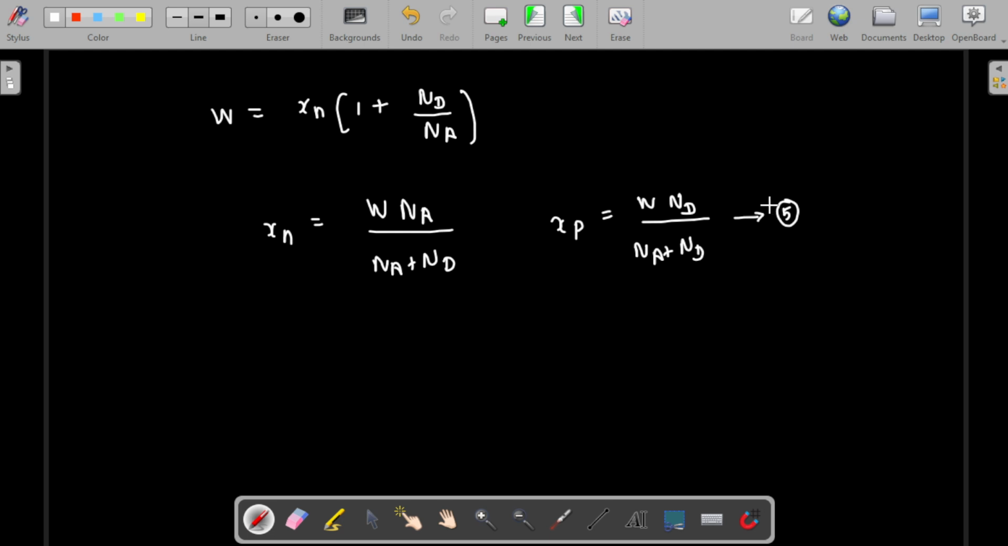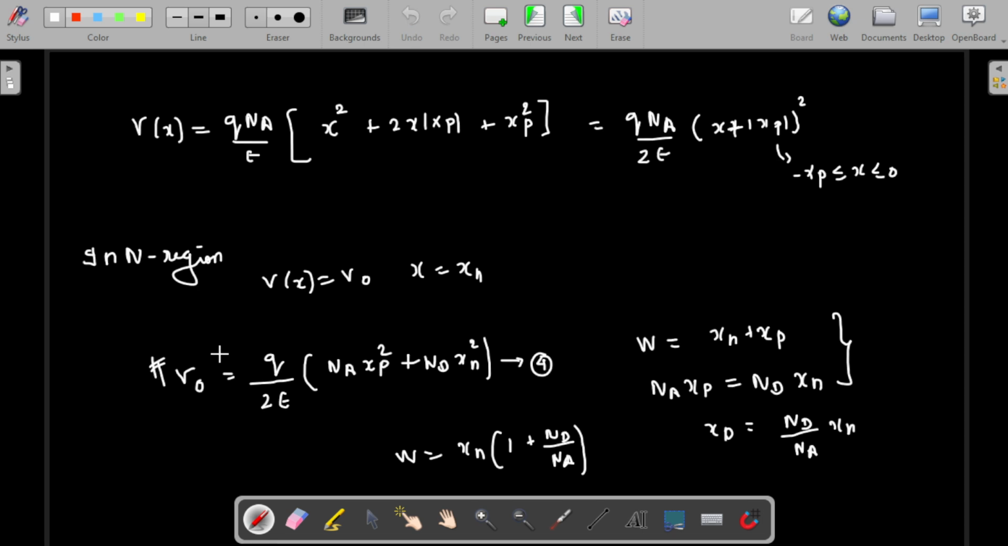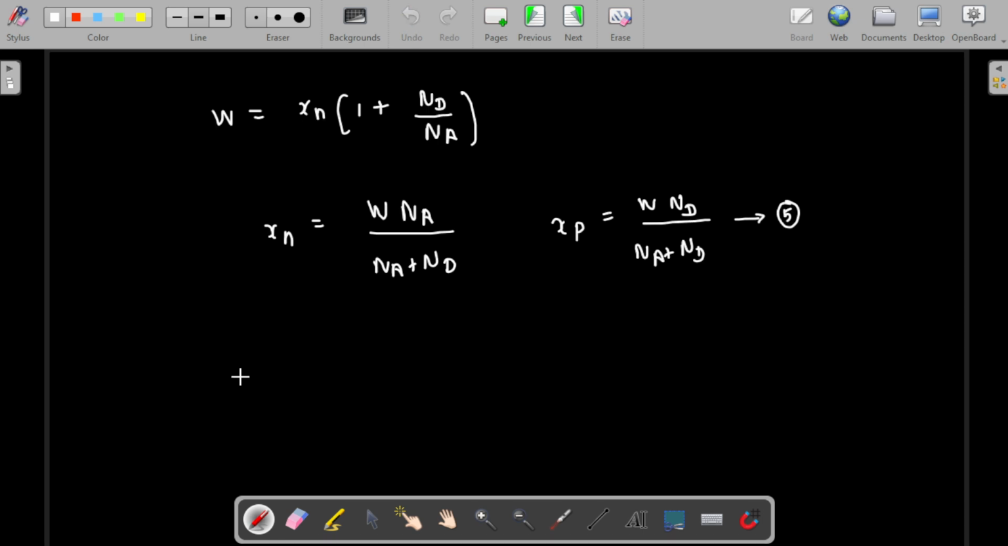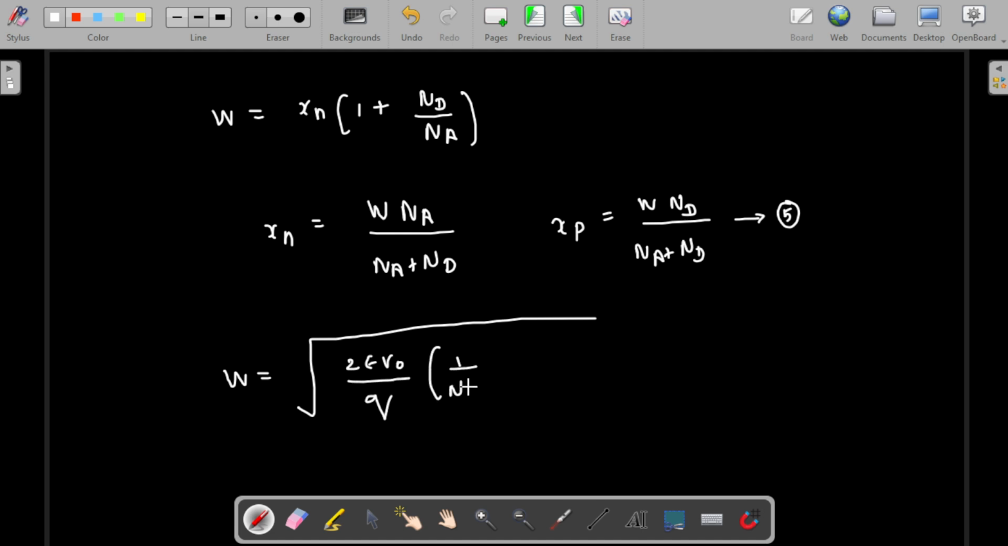So if we substitute the values of xn and xp in the V naught equation, then we will be able to get the depletion width formula, so that solving is not needed. For now, let's note it. The depletion width formula is equal to the square root of 2 epsilon V naught divided by q, times (1 divided by Na plus 1 divided by Nd). So this you can remember.